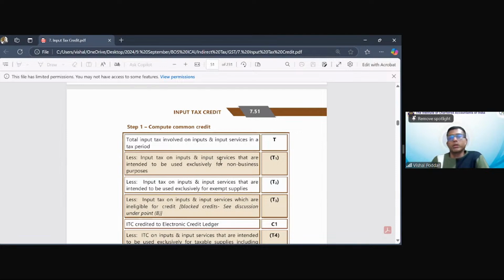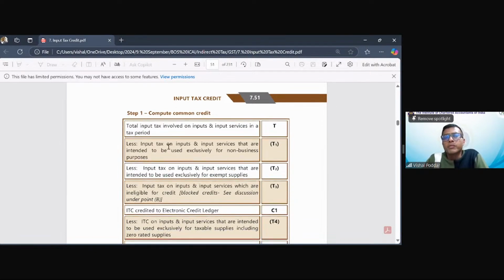Now, what do these rules say? We are firstly on Rule 42. So 42 says, first find out the total input tax of this particular month of all inputs and input services. So let us say we talk about December. Find out the total ITC of December. Obviously, that is what is coming to your 2A, and from 2A it is coming to 3B.